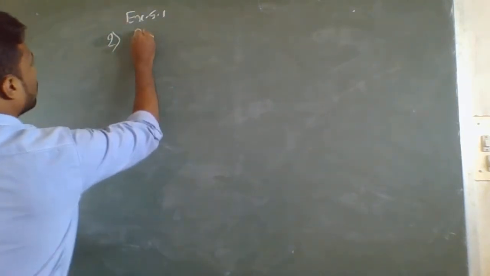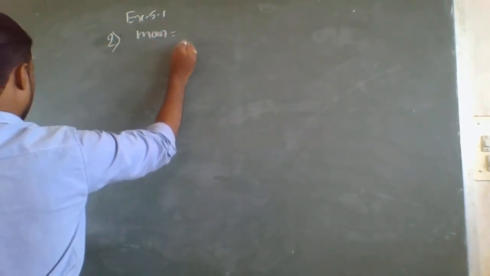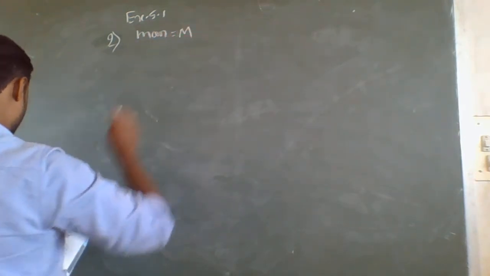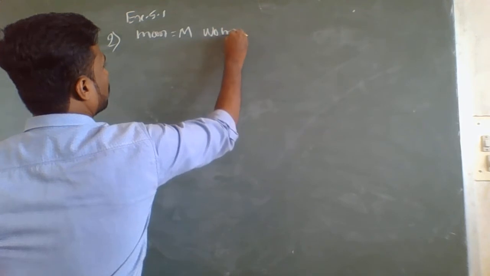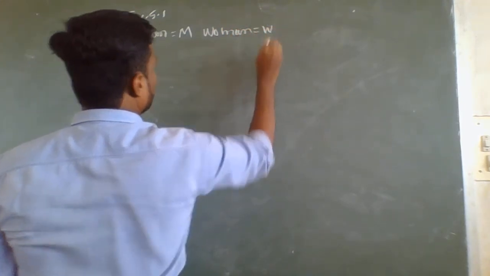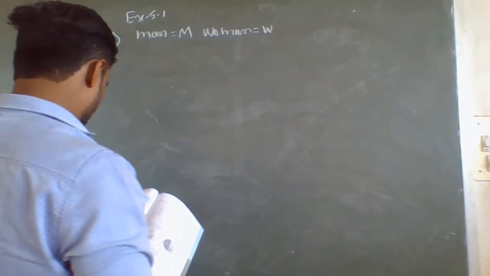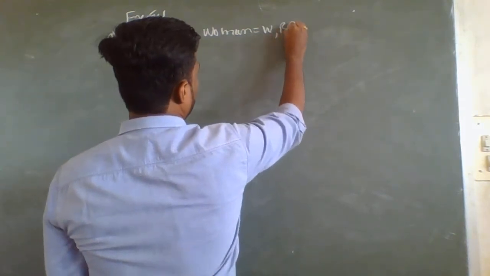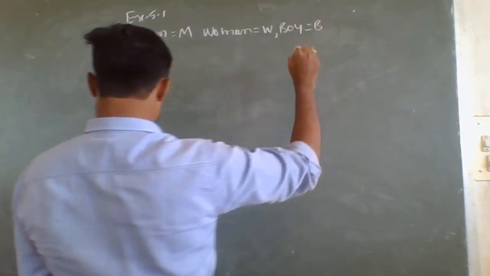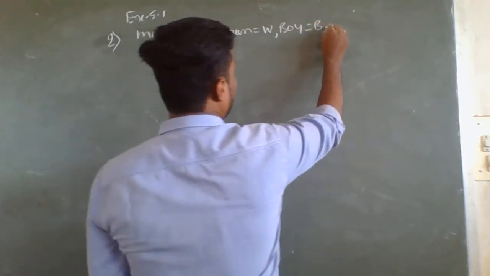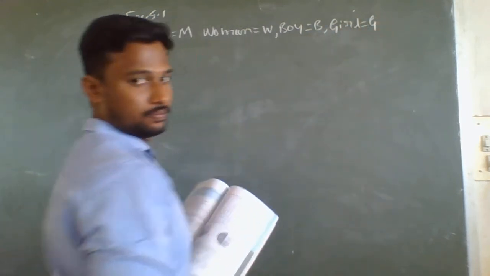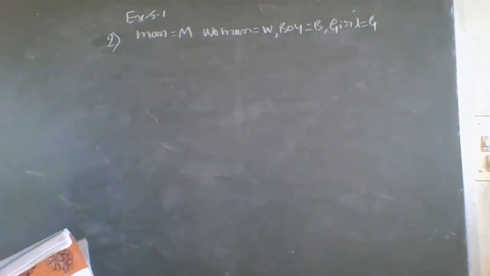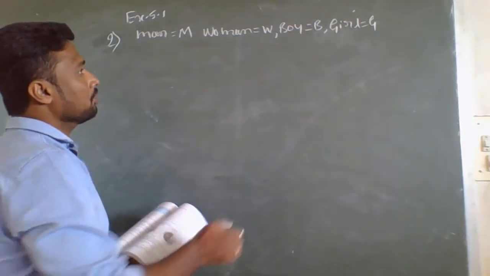Here, man is marked as capital M, woman as W, boy as B, and girl as G. So marked as man M, woman W, boy B, girl G.